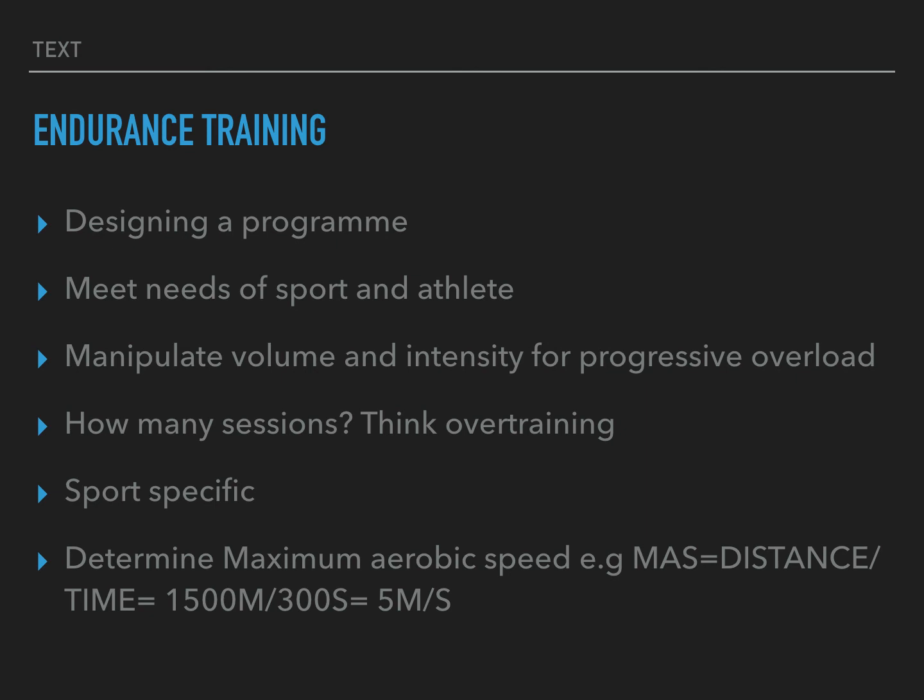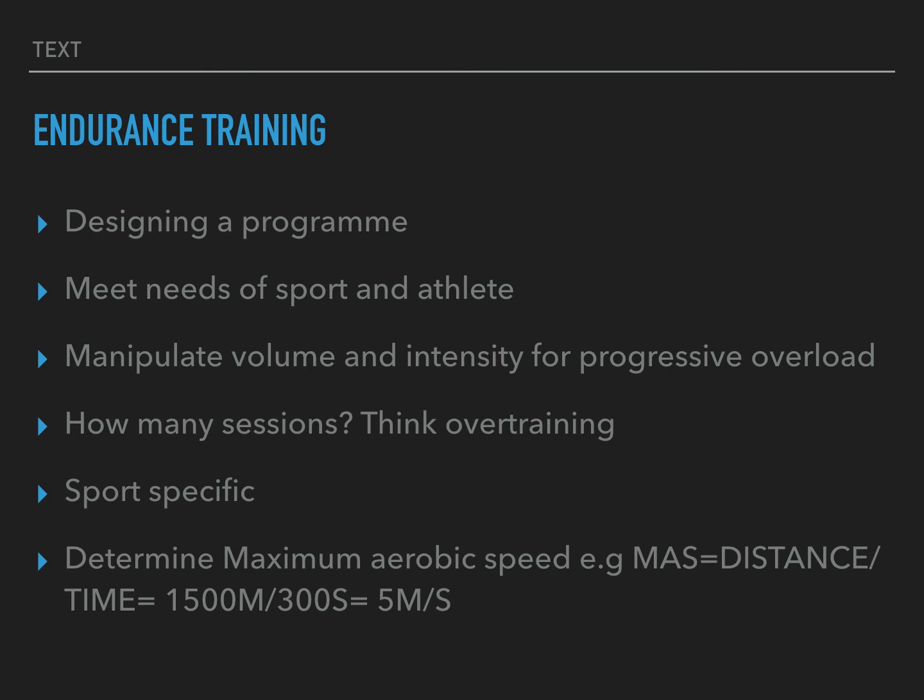So to work to our percentages and intensities to make sure we're working hard enough, what we can do is determine your maximum aerobic speed. Your maximum aerobic speed is how high an intensity you can work at without dipping into your anaerobic energy systems. The way we work that out is your distance divided by your time. So if you've done 1500 meters flat out and it took you 300 seconds, then your maximum aerobic speed would be 5 meters per second.